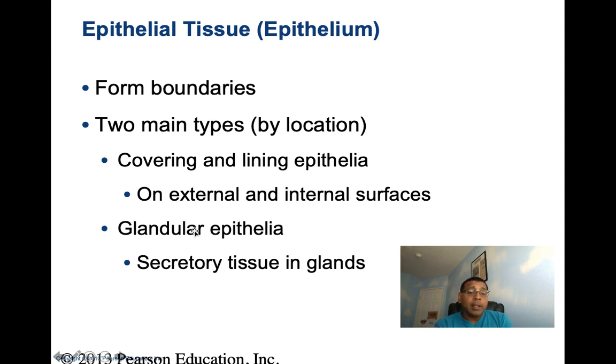Second type then is glandular epithelium. Glandular epithelium forms the glands of the body. It forms the various glands, and you'll see mostly the secretory tissue in our glands.